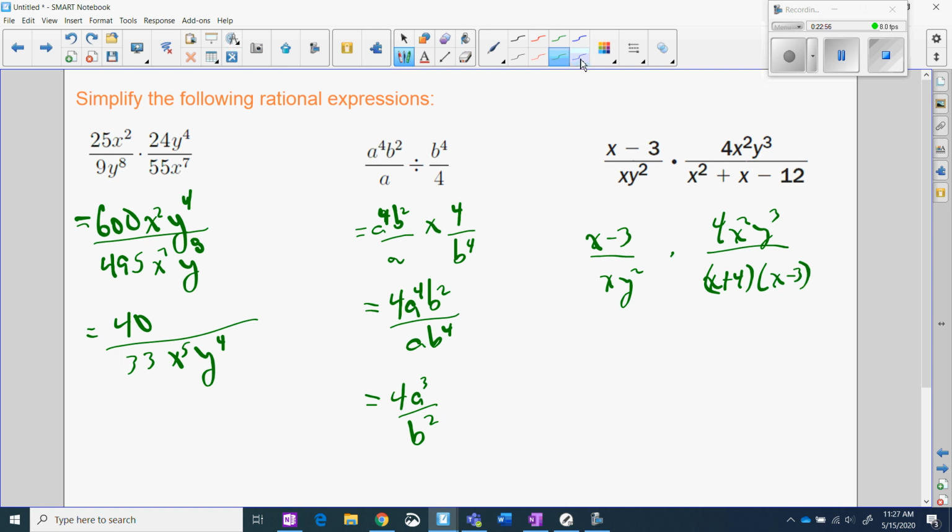Well, before I even go any further, I can see that this will divide this out because it's multiplication. One's in the numerator, one's in the denominator. They're the exact same factor. Cross them out.